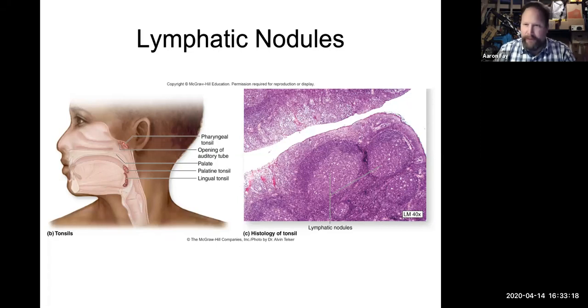Now, I hesitate to share this, but a disgusting fun fact: these crypts can actually fill up with undigested food and bacteria. And if you want to see what that looks like, just do a YouTube search for tonsil stones. I warn you, it's really gross, but there you go. If you want to check it out, you've been warned.